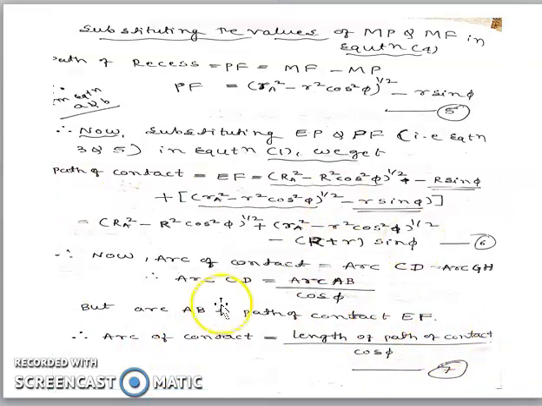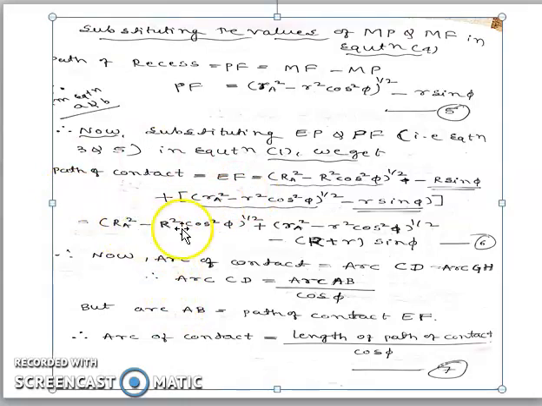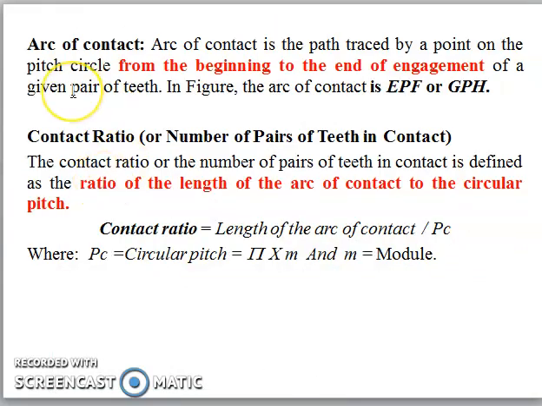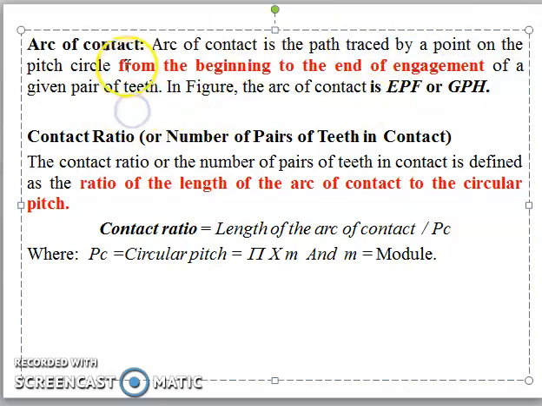Okay, so this is the final equation of length of path of contact, that is R a square minus R square cos square phi raised to 1 by 2 plus r a square minus r square cos square phi raised to 1 by 2 minus capital R plus small r sin phi. Equation 6 is the length of path of contact. Now we will derive another important point, that is arc of contact. The arc of contact is the path traced by the point from the beginning up to the end of the engagement.